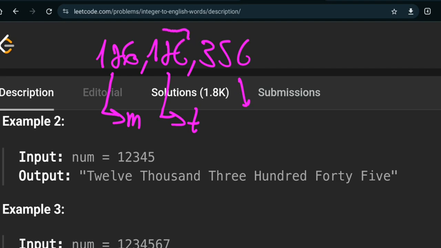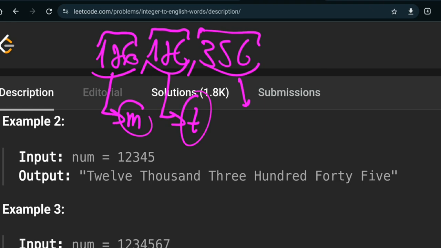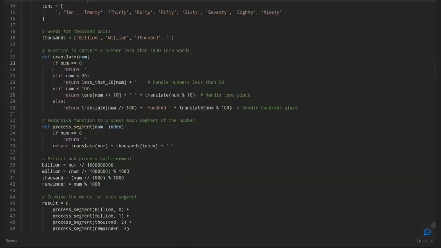And notice that each 3 digits we can read in the same way. So the algorithm would be, take this, read them, take this, read them, do you need to add something? Add thousand. Take this, read them, do you need to add something? Add millions. And with that, let's move on to the solution.